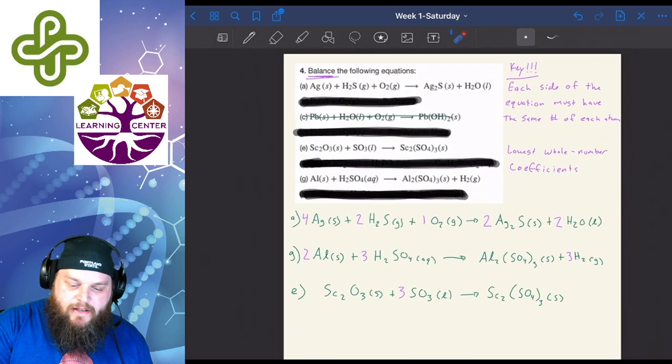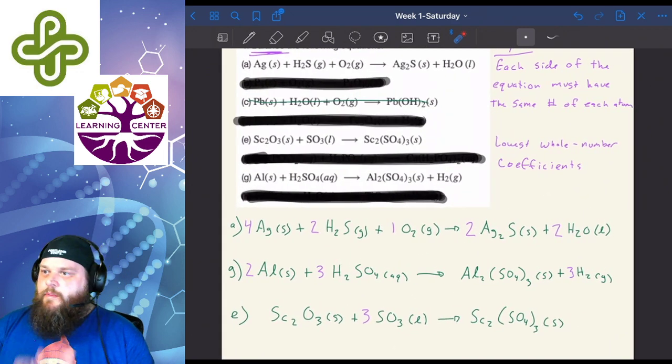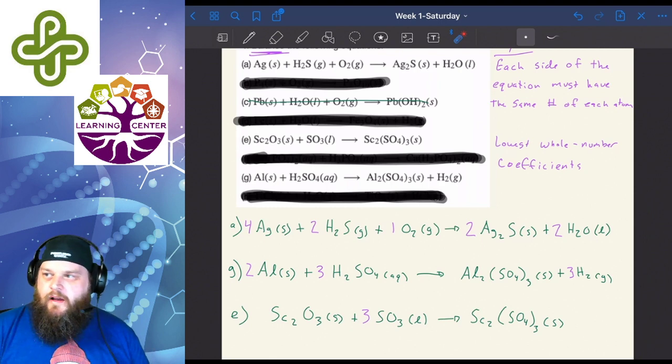Okay, so that's the idea of balancing chemical equations. Make sure that each side has the right number of atoms back and forth, and we have the lowest whole number of coefficients. That's all I have for you today.